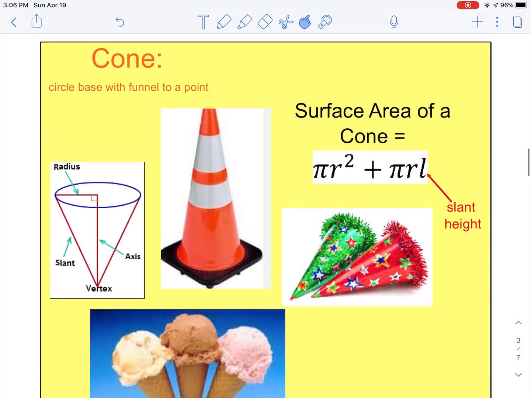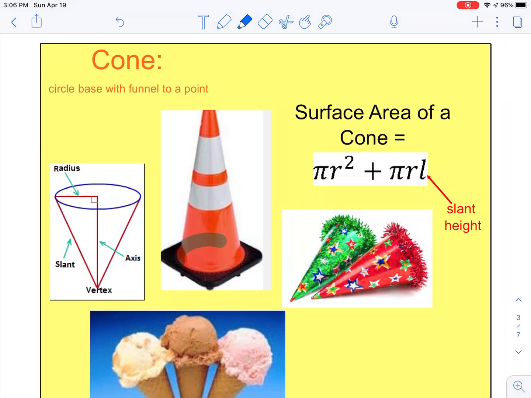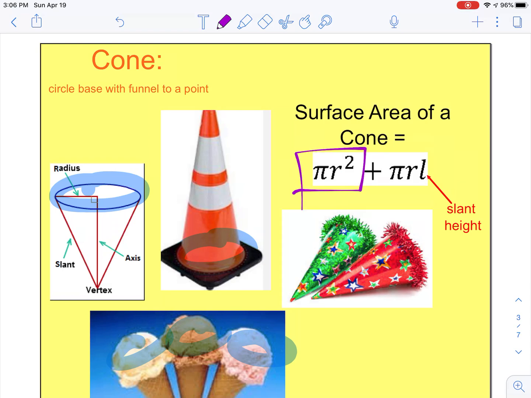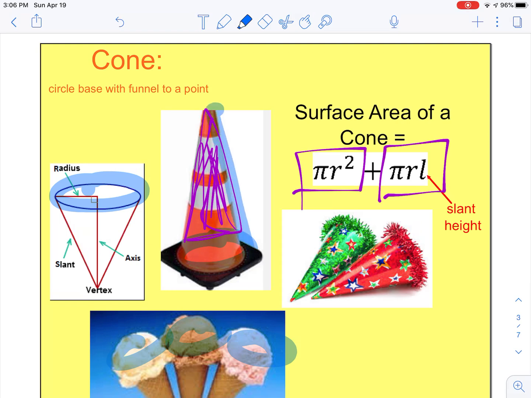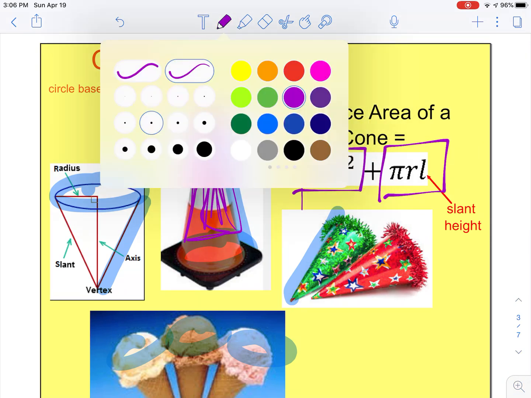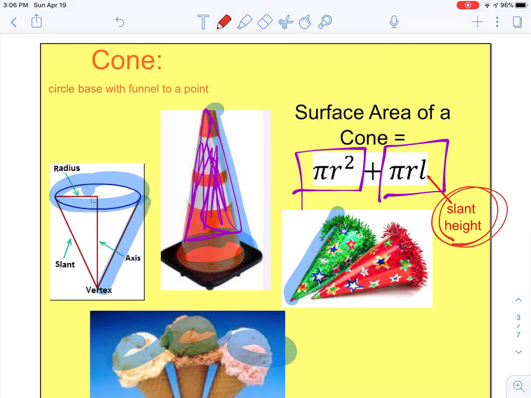All right, and then we've got cone. All right, cone. The bottom is a circle. Okay, so look at the formula we use for that. Pi r squared, okay? And then the other part, this part, if we were to open up and flatten out, okay? Its formula is pi times the radius times L, which is this slant height, okay? This is a slant height. Again, this right here, slant height, is right here, right here, right here, okay? That's what slant height is.